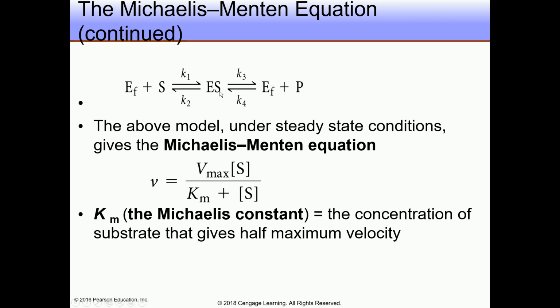So to find the rate of reaction at any point, this is the formula to use, and this is also called the Michaelis-Menten equation. V, the rate of reaction, is equal to Vmax multiplied by the substrate concentration divided by Km plus substrate concentration. And what is Km? This is called the Michaelis constant. This is the concentration of the substrate where the rate of reaction is half the Vmax value. The concentration of substrate that gives half maximum velocity.